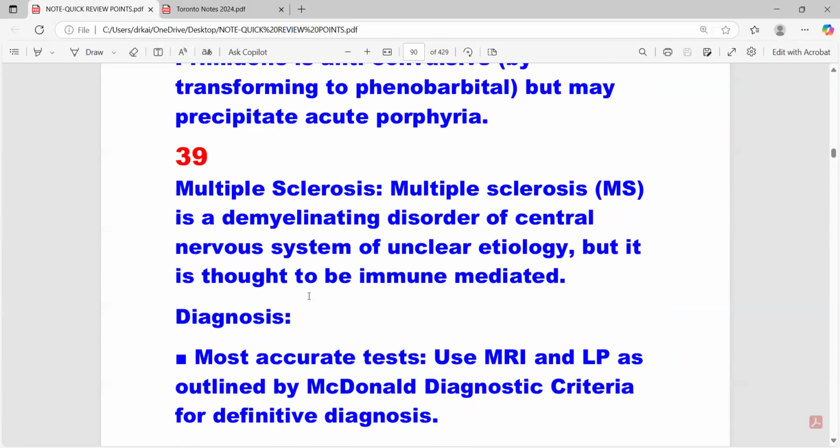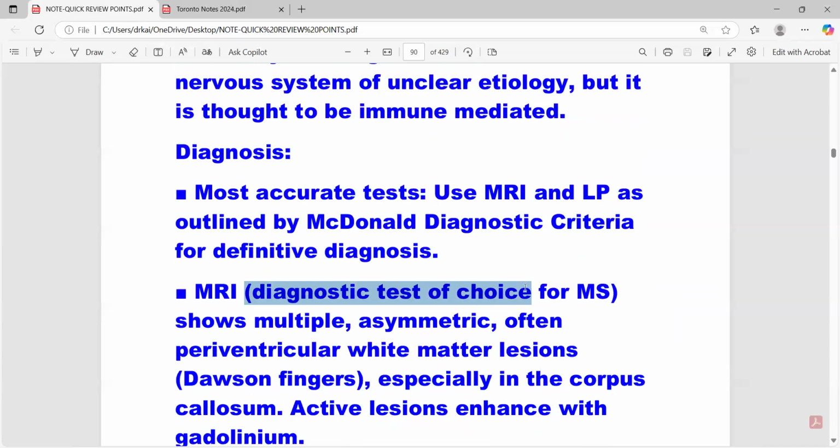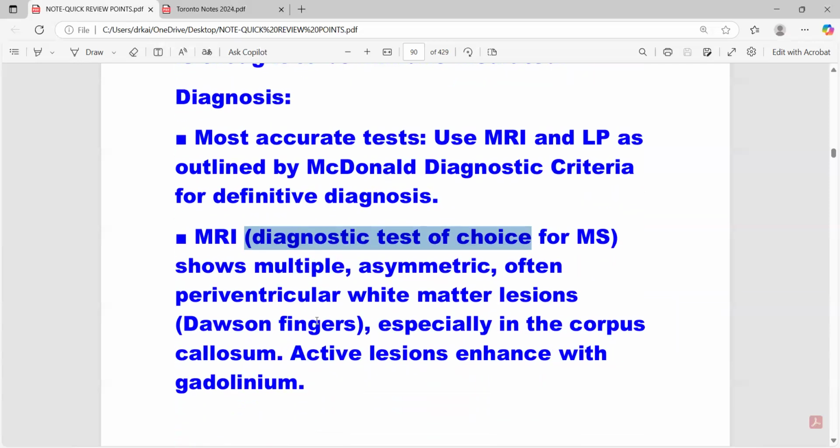Then comes multiple sclerosis. We already have seen so many cases. The main important thing is accurate diagnosis or accurate test, which is MRI or the lumbar puncture, as outlined in the McDonald diagnostic criteria. MRI is the diagnostic test of choice, as you can see. For multiple sclerosis, it shows multiple asymmetrical and periventricular white areas.